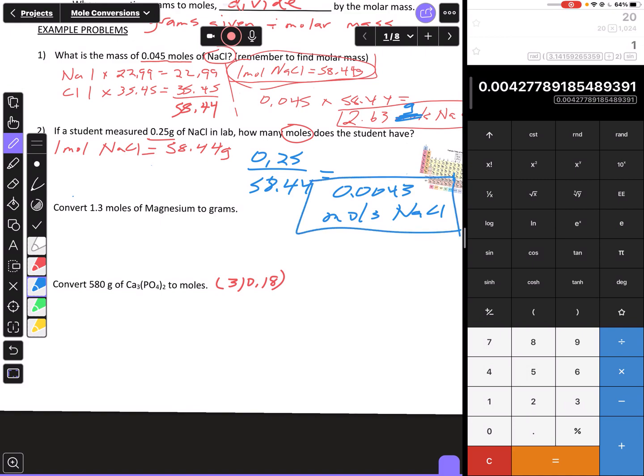So either way you do it, you're going to come out with the right answer. If you cancel out your units, you really don't have to remember whether you're supposed to multiply or divide, because canceling out units will tell you. But otherwise, if you just want to memorize moles to grams, multiply by the molar mass, grams to moles, divide by the molar mass.